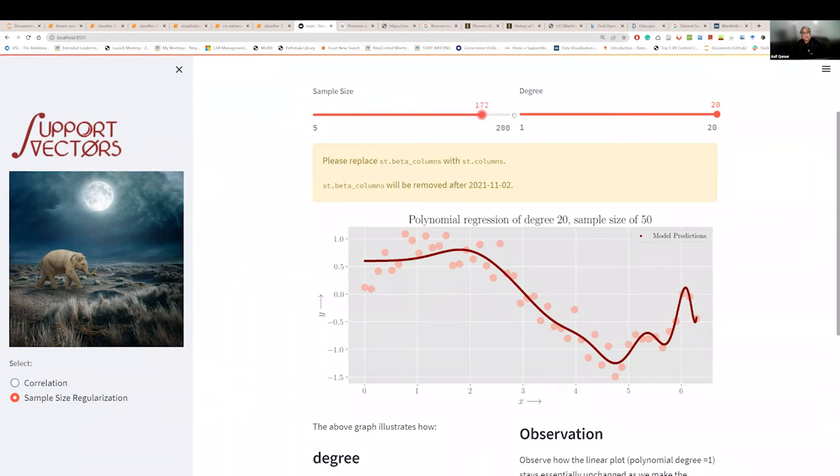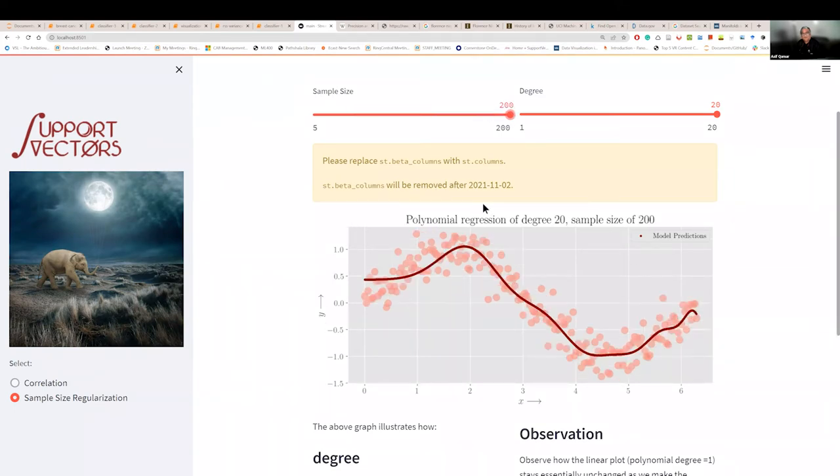Let's go to lots of data. And what do you see now? Do you see that those wiggles are still there, but they are small perturbations, isn't it? They're small wiggles. And if you really look carefully, the tail is still wagging at the end. Do you see this towards an X value of 6? The model still has a little bit of a wiggly tail, but it's far more tamed, far more regularized, right?